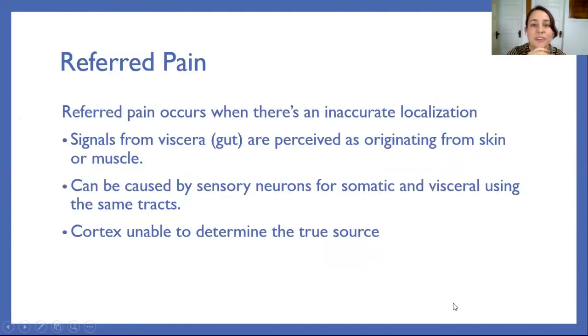So this is called referred pain. This is when our body, our cerebral cortex, is not able to accurately locate the source of that pain. When this happens, the signals from our viscera or our gut are perceived as originating from our skin or our muscle instead. This is normally because the sensory neurons for the somatic and the visceral are running side by side to the same spinal cord area, and the cortex is just unable to determine the true source of that pain.